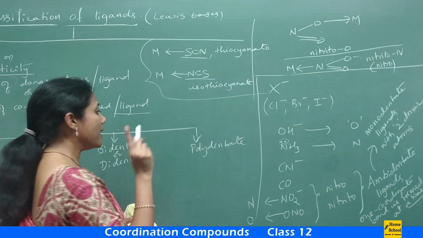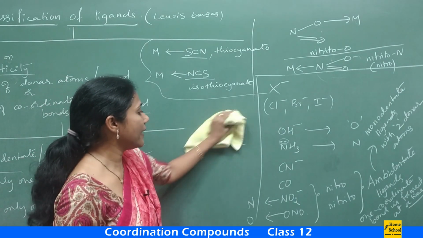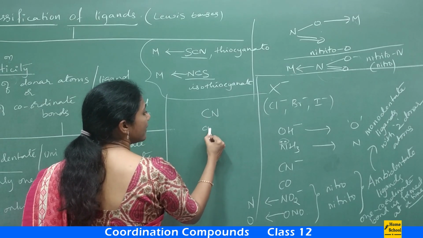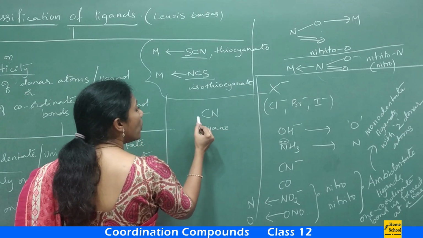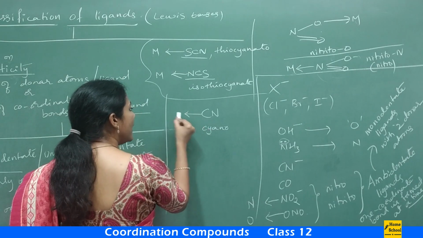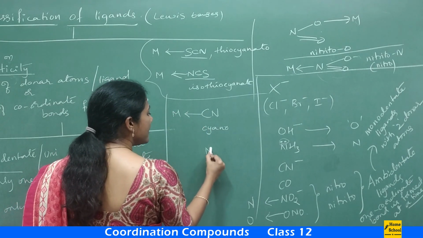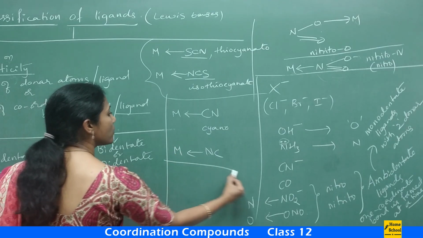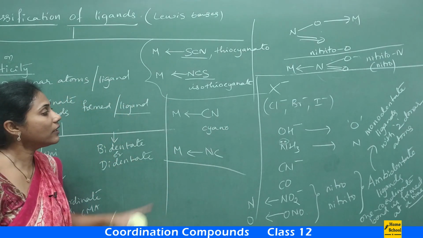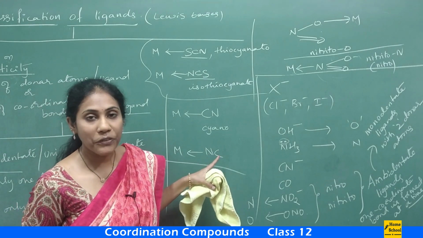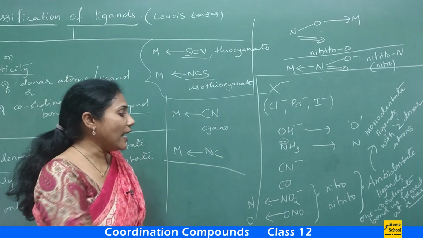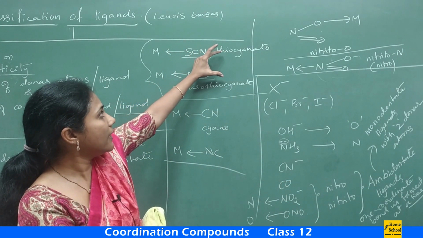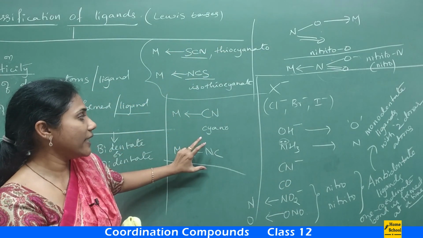And there is one more example for an ambidentate ligand, that is CN. Here also, this can be called a cyano ligand. The bond can be formed from C and the central metal atom, or NC, the bond can be formed from N and the central metal atom. So this can also be an example for an ambidentate ligand. So 3 examples I gave: one is nitro, the other one is SCN, the thiocyanato variety, and the third one is the cyano variety.